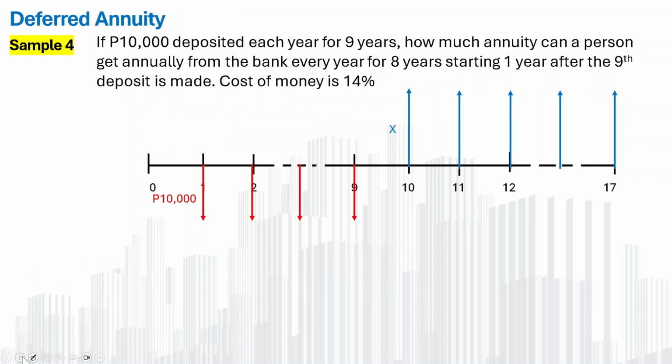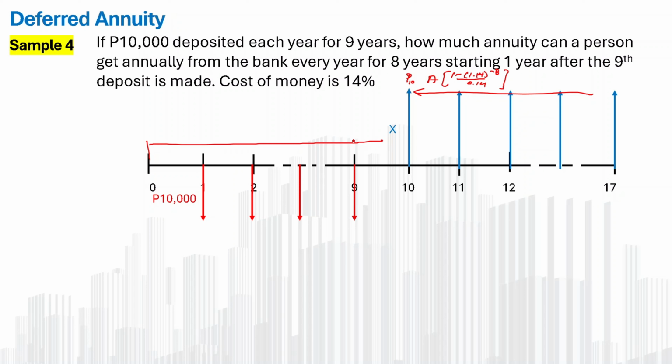Another way of solving it is you can still get the present worth annuity. So whatever the P at 10 is, that's going to be A times (1 minus 1.14 to the negative 8) divided by 0.14. However, you can do it in reverse. You can get the future worth of the 10,000 and the future worth annuity.